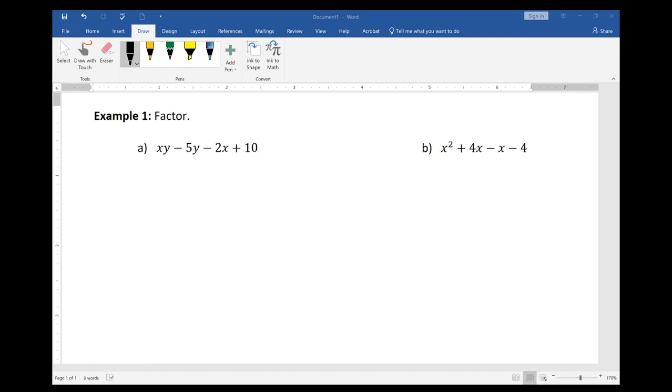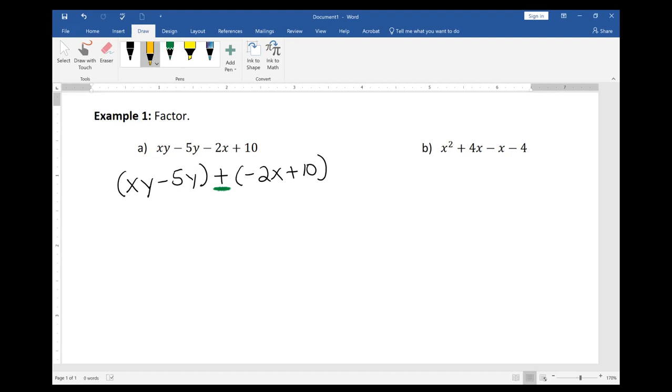parentheses. If we do, we will have the following: parentheses xy minus 5y, close parentheses, plus, open parentheses, negative 2x plus 10. So we have grouped the first two terms and grouped the next two terms. Anytime we group, we will put a plus in the middle. The next step is to look at each group and find the greatest common factor.